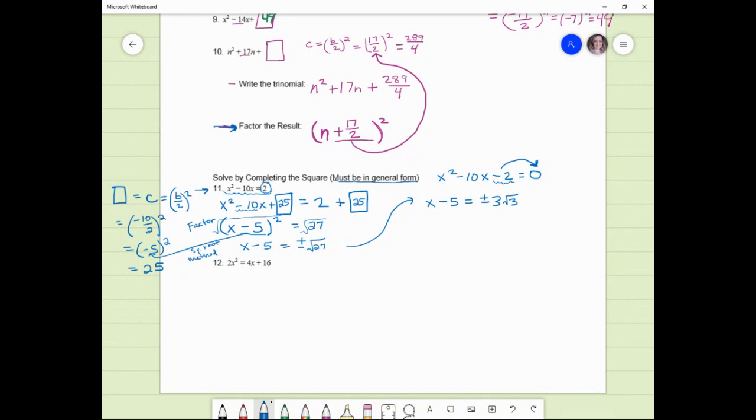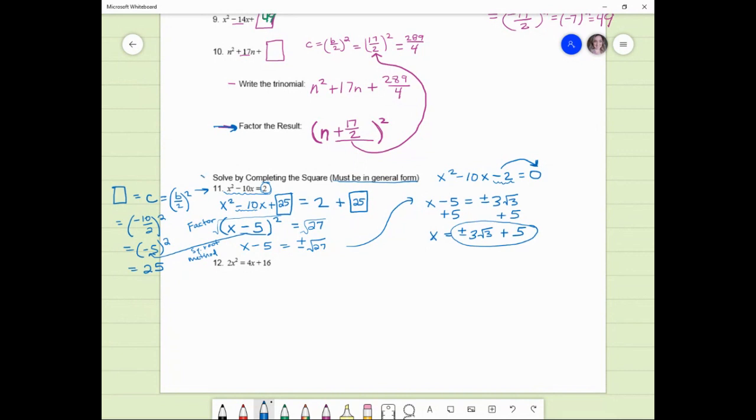Now you have the option here. You can split it apart into 2 different scenarios, or you can just add the 5 here. X equals plus or minus 3 radical 3 plus 5. And those are my solutions.